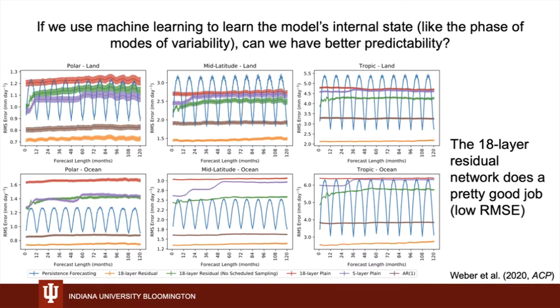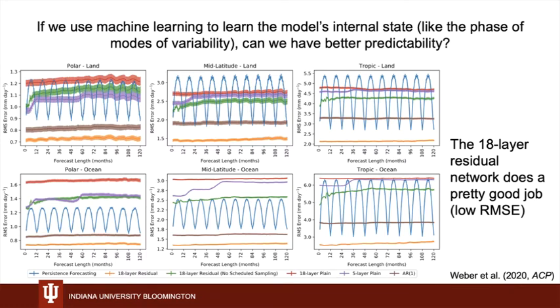So I want to talk about two studies. In this first study, we asked the question, can machine learning help us have better predictability? More specifically, if we use machine learning to learn the model's internal state, does that help us? So, for example, there are lots of modes of variability, and if you get the phase of, say, the Pacific Decadal Oscillation right, that's going to help you out in predictability of the next few years. The same with El Nino, the same with various other modes of variability.